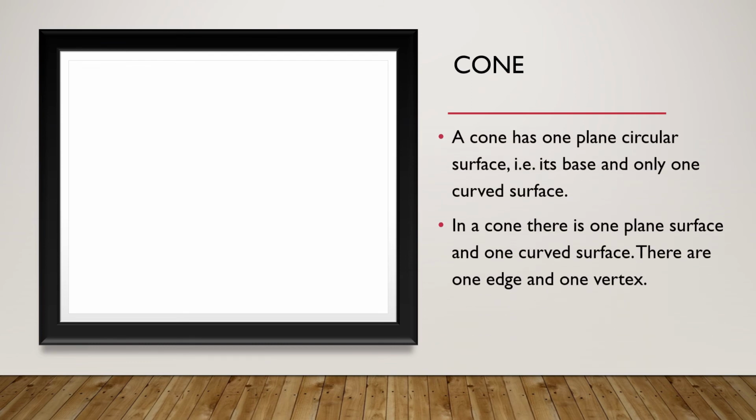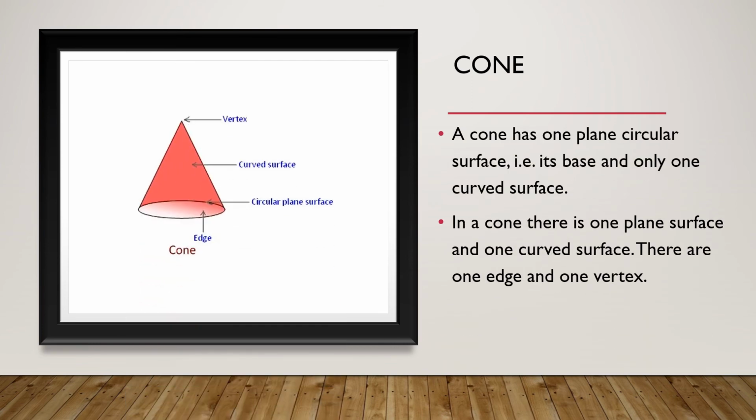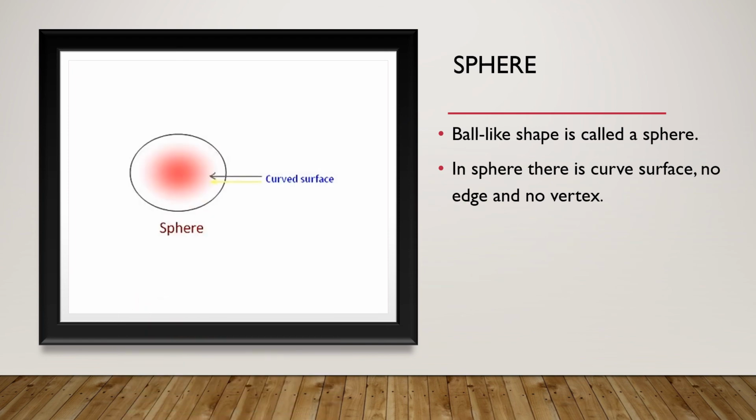Moving to cone. A cone has one plane circular surface, that is its base, and only one curved surface. In a cone, there is one plane surface and one curved surface. There is one edge and one vertex. Sphere. It is ball-shaped and has a curved surface, no edge nor vertex.